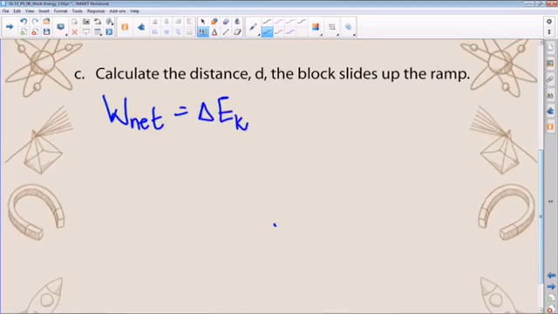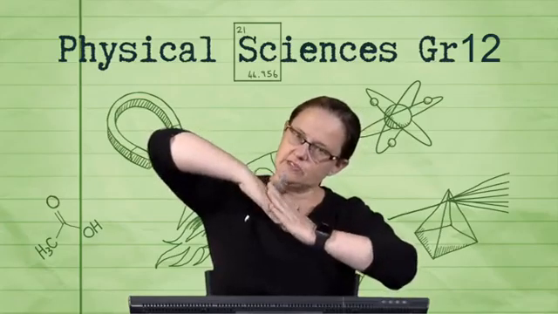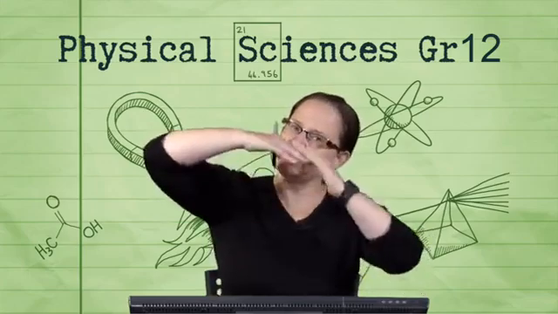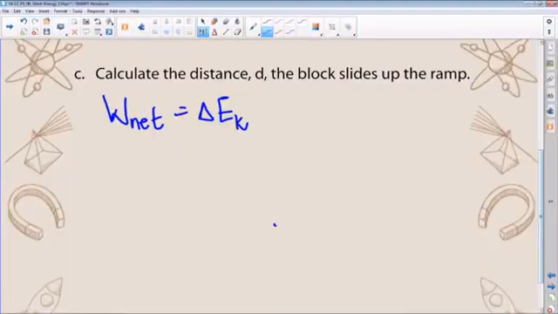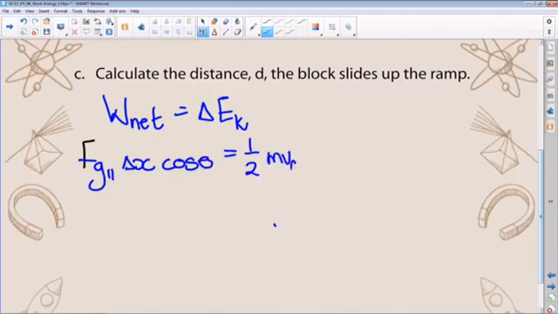Not by friction, by the gravitational force, which means if I'm going to use the incline, it's going to be easier if I use the parallel force. That's why they made you draw the free body diagram, because what I actually want to use is Fg parallel delta x cos theta. Delta x is d, and then I can do a half mvf squared minus a half mvi squared.